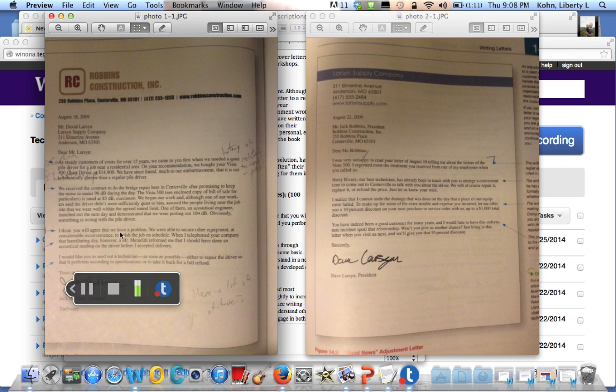Third paragraph, the topic sentence: I think you will agree that we have a problem. So that's their identification of the problem, even though the problem is implied in the second paragraph as well. This, I think you will agree, is clearly a good rhetorical move, trying to draw the two parties together, trying to get Lawrence Supply Company to own up to this and take responsibility for it, through this nice sort of empathy building, I think you will agree type of move.